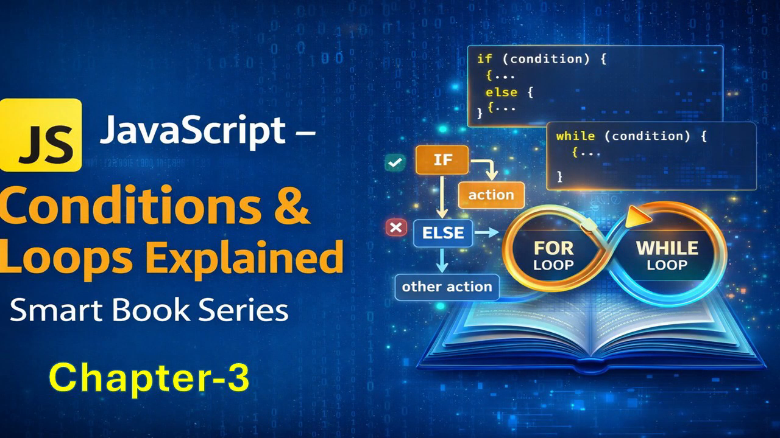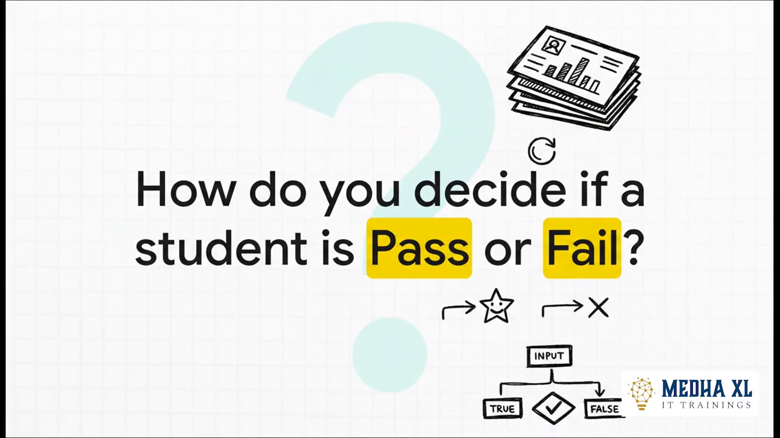Hey there. Ever wonder what makes an app or a game feel, well, smart? It all comes down to two basic things: making decisions and repeating actions. That's it. And today, we're going to break down exactly how code pulls that off. So let's start with something super simple, something we all get.